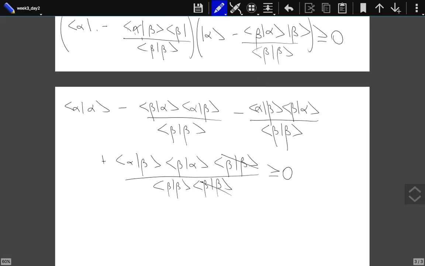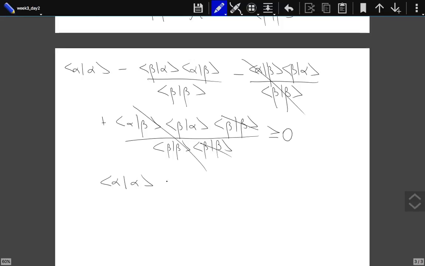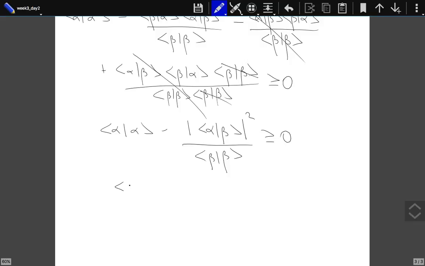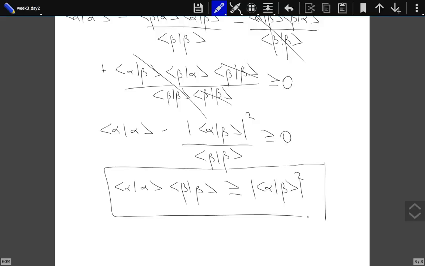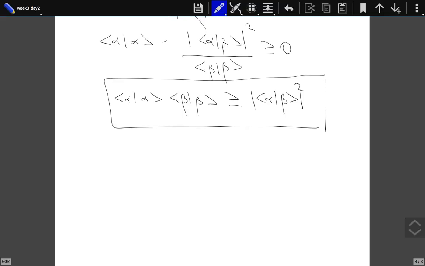Now let's see, this beta beta cancels one of the factors in the denominator. You see the numerators are all the absolute square of alpha beta, minus 1 plus 1. So this term cancels this term. What is left is alpha alpha minus the absolute square of alpha beta. This should be larger than or equal to 0. And then I can just reorganize it a bit, and it will give me alpha alpha multiplied with beta beta is larger than or equal to the absolute value squared of alpha beta. So this is one of the identities that I will be using. And this relation should hold whatever the states alpha and beta are.